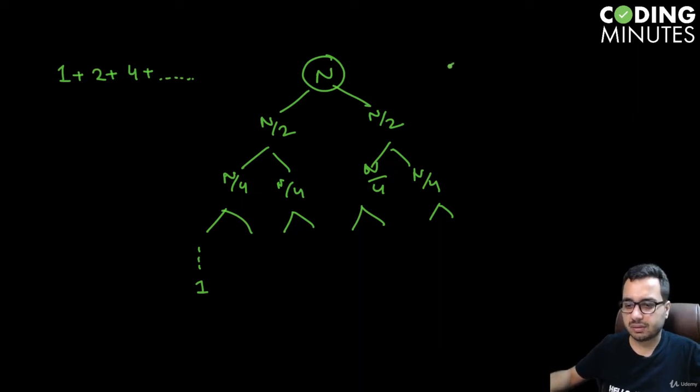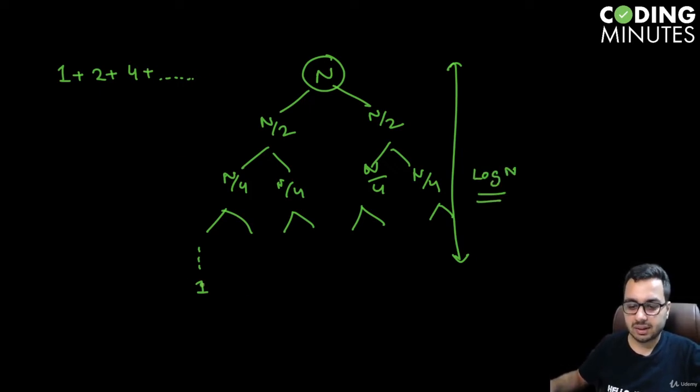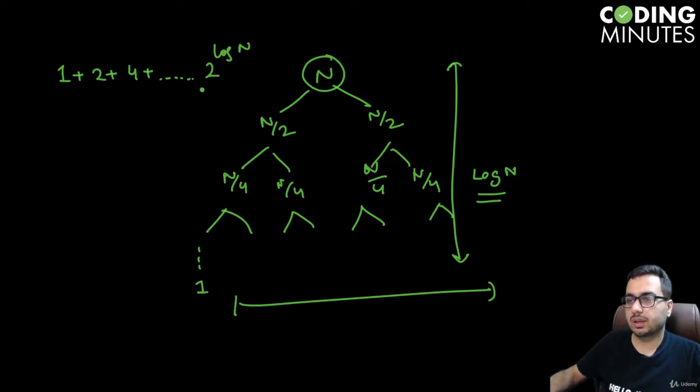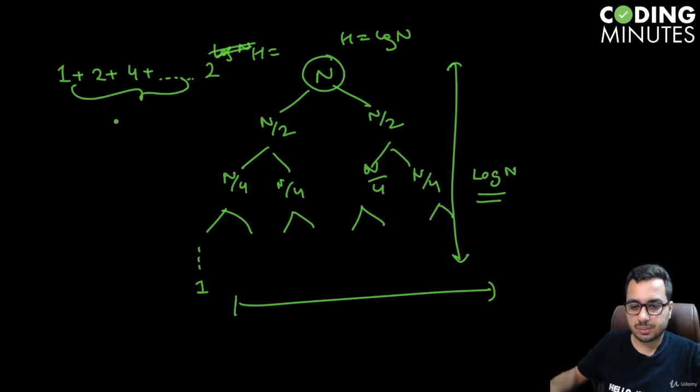And how many levels will we have? We are going from n to 1, and every time we reduce by a factor of 2. So the height of this tree is going to be log of n. The last level would have 2 raised to the power height nodes, where height is equal to log of n. This is the number of nodes we will have at the last level. Now you can see this forms a geometric progression.